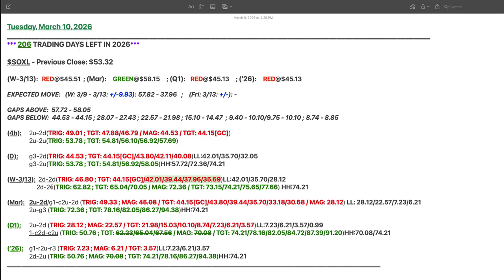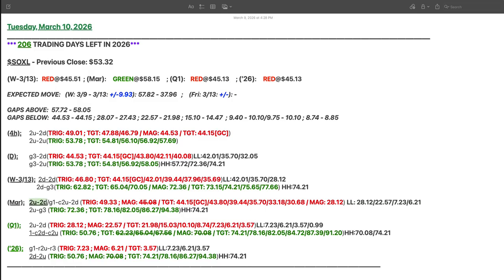If we were to get back to the upside, that would give us a green 3, not a 2 down 2 up, but it would give us a 2 down green 3, triggering at 62.82, targets of 65.04 and 70.05 before getting up to a magnitude of 72.36, right?